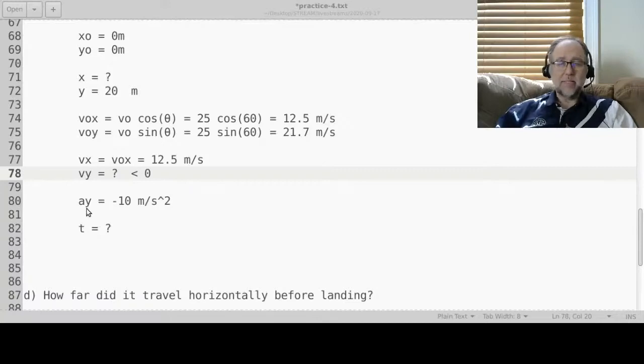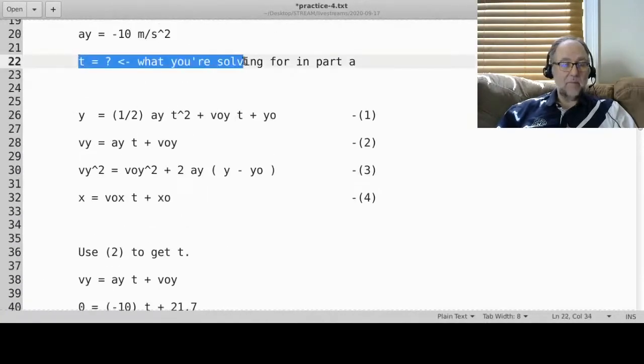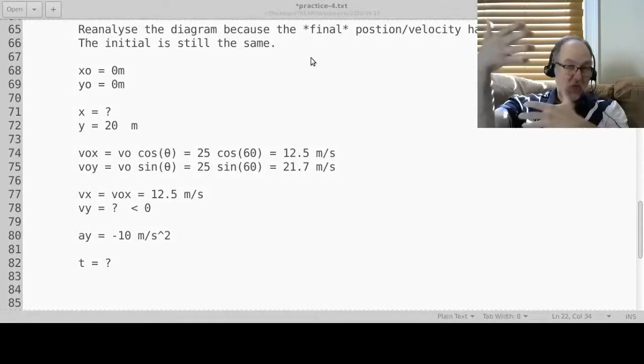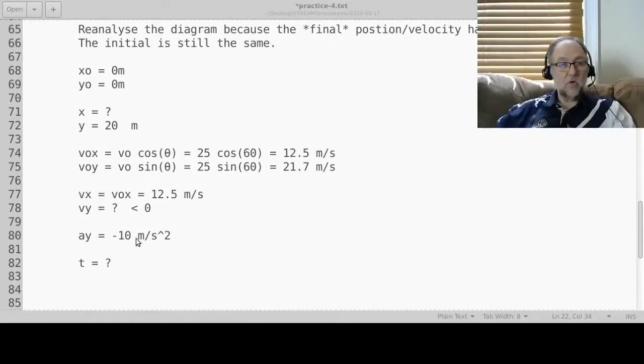Ay is the acceleration due to gravity, and it's downwards, negative 10 meters per second squared, as we used above. And the time is also unknown in this case. Once again, this unknown time is different than the unknown time you had up here. So you have to be careful, because things changed. Don't just grab numbers that you've already solved for and use them again. If you had put t is equal to 2.17, that would be wrong, because that corresponds to the time when you reach maximum height. Don't confuse that time with the time when you hit the top of the hill. So that's a question mark, and there you go.